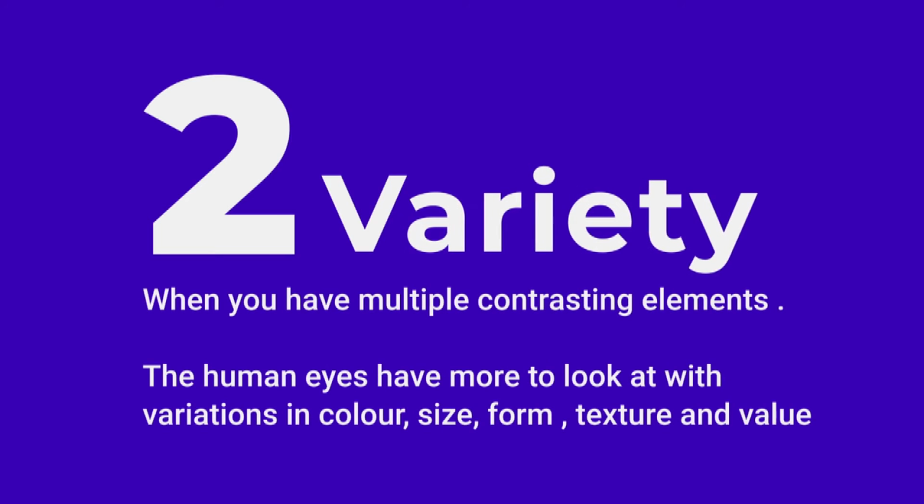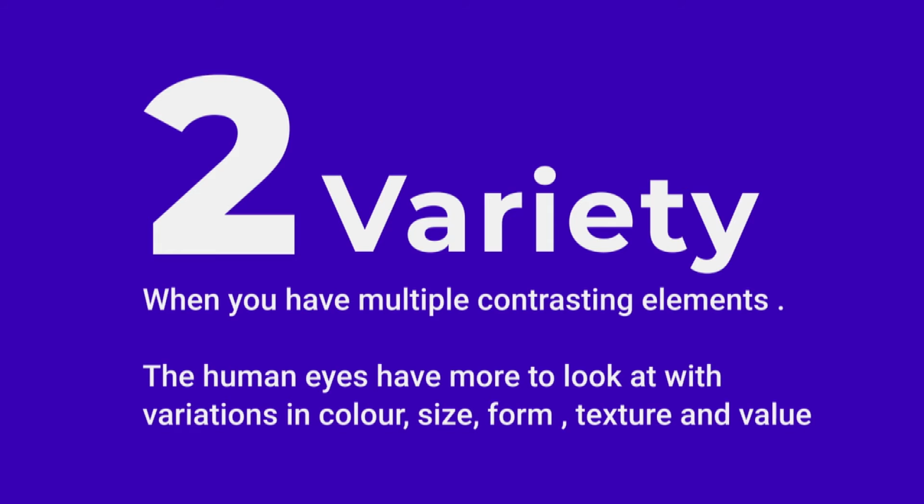The second one is variety. This is when you have multiple contrasting elements, so the human eyes have more to look at with variation in the color, size, form, texture, and value. We can use the same previous example. Here we have the contrast of the size and the scale, and also the contrast of the color.